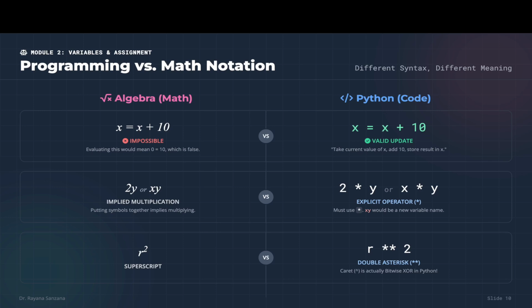It means update x. In maths, 2y means 2 times y. In Python, you must type the star, that is 2 asterisk y. If you type xy, Python thinks you are looking for a variable named xy. Exponents use 2 stars, not the caret symbol. The caret symbol is a valid operator in Python, but it does something completely different called bitwise XOR, which will give you very wrong answers for the math.